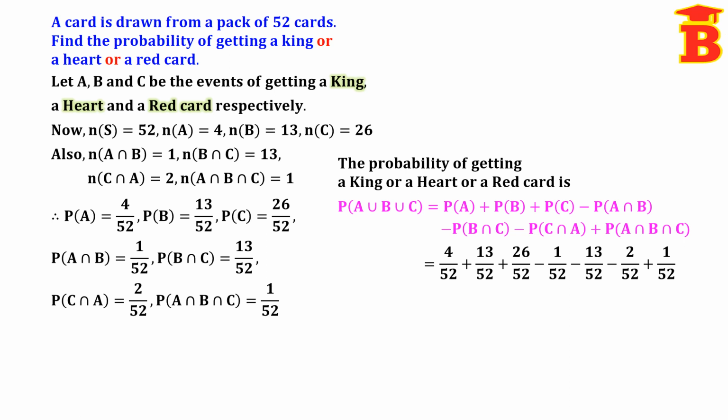Here we can cancel the numbers 13 by 52 minus 13 by 52 and minus 1 by 52 plus 1 by 52. Now taking 52 LCM, we get 4 plus 26, 30 minus 2, that is 28 divided by 52. Now cancel by 4, we get the final answer 7 by 13.